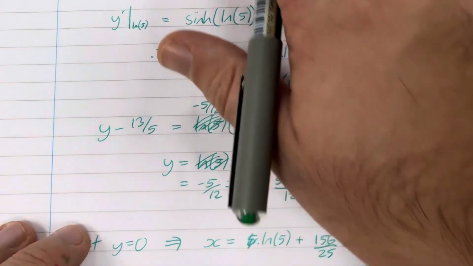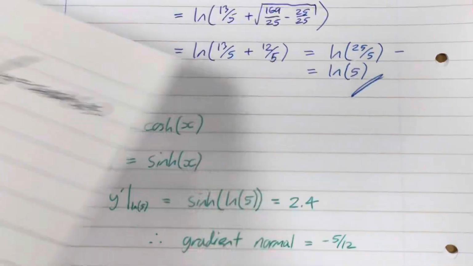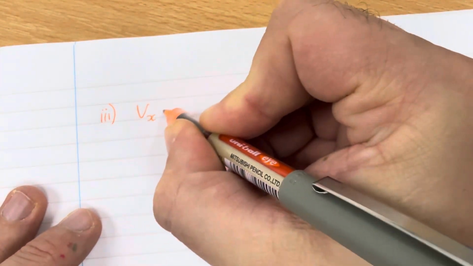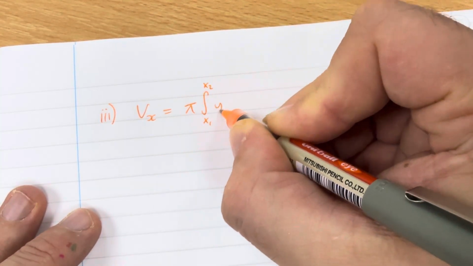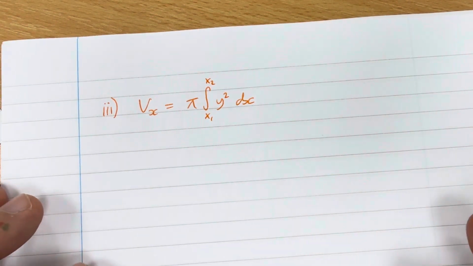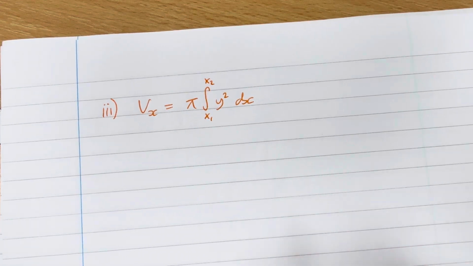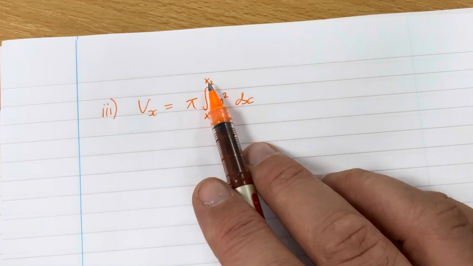All right, and then part 3. That region is now rotated 360 degrees around the x-axis, and we're going to find the exact volume of revolution. So just to recall the volumes of revolution, the formula for it around the x-axis is equal to pi times the integral between our two x limits of y squared dx. Okay, so that's the formula you need to know to find the volume of revolution around the x-axis. So in this case, y is cosh of x, and the x values are 0 and log 5.